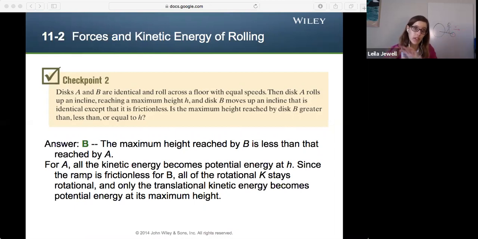But for B, when it reaches the ramp, it's just spinning. And so it's only the forward translational energy that's able to convert into potential energy while it spins. So it's still spinning at the top, and similar to the bullet block mystery, that means some of that energy just is going into its spinning, not into the potential energy of going up the ramp.